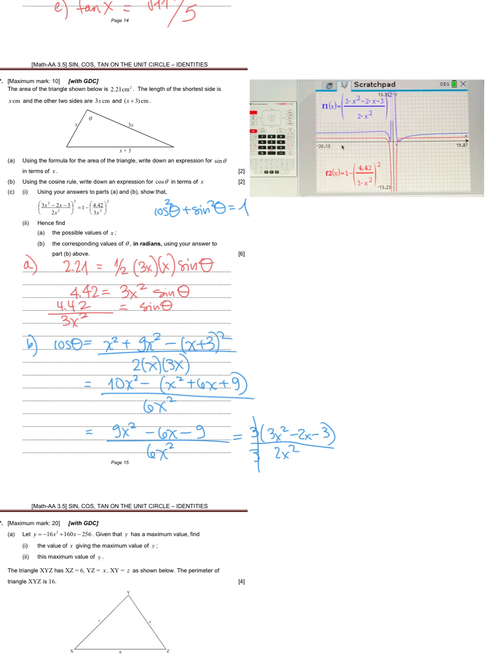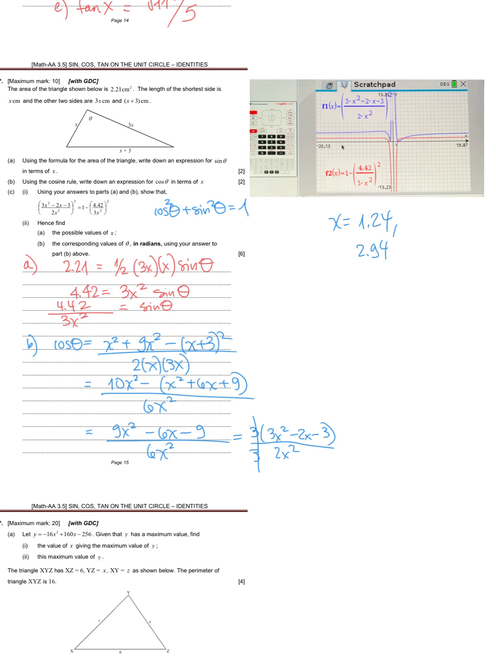Hence, find possible values of x. Okay, so I'd probably just graph this in the calculator, the left side and the right side, and find the intersections. So I graphed it, and when you find the intersections up here, you get that x is 1.24 or 2.94.